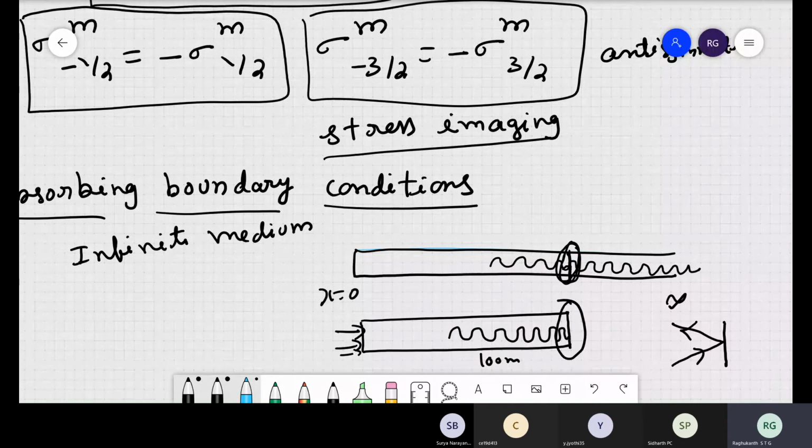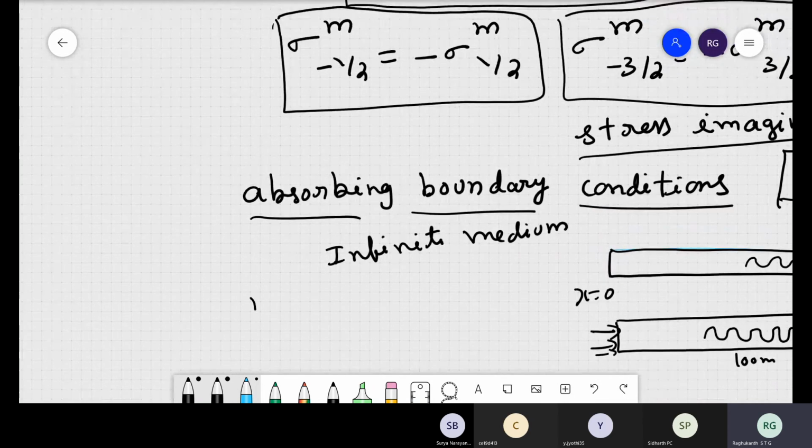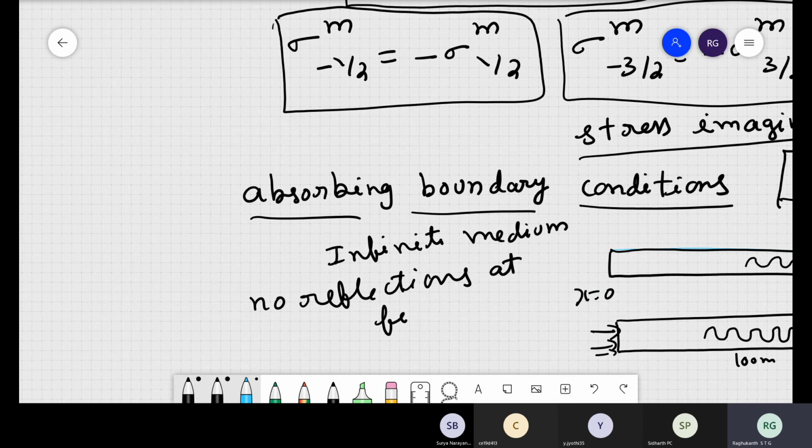So how do you solve this? How do you represent an infinite medium in a finite one? The boundary condition should be such that when the wave hits my boundary, nothing should be reflected back. So this is how the solution should be. The idea is what type of boundary condition I should use at this surface such that there are no reflections at all at this finite end.